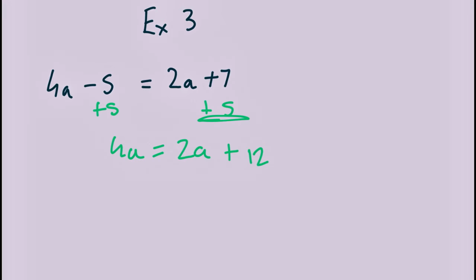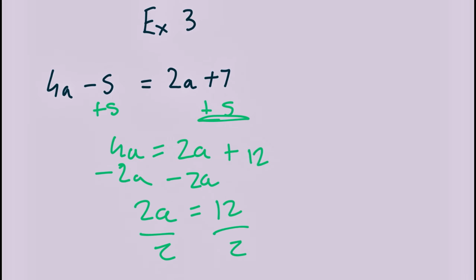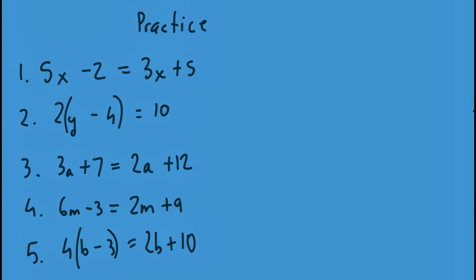Then let's isolate the variable now. Now this is going to just be like a 2-step equation. So minus 2a. 2a is equal to 12 divided by 2. And a is equal to 12 divided by 2, which is also known as 6. That is the answer. Okay, now try these practice problems on your own.